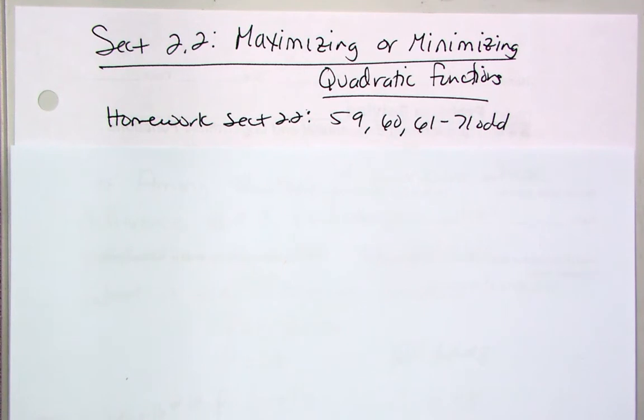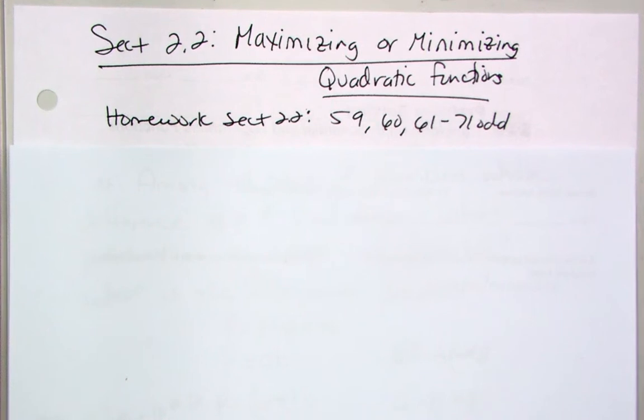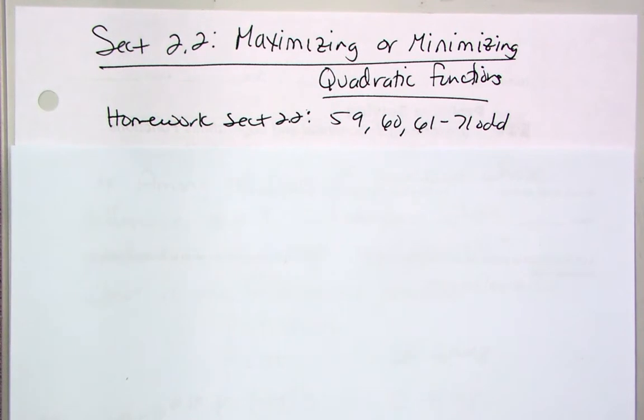Okay, so section 2.2, this is maximizing and minimizing quadratic functions. So your homework is 59, 60, and then 61 through 71 odd. So that's not a lot. What is that? 6, 7, 8 problems? I kept it to, I think, 2 types of word problems. So let's see what we have.